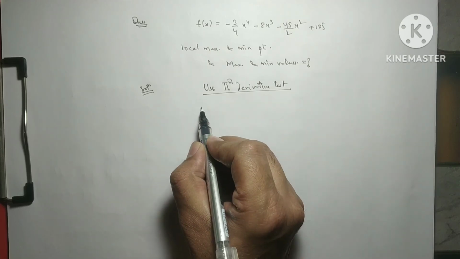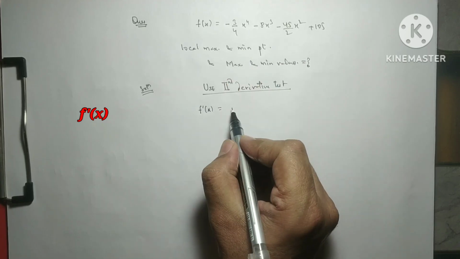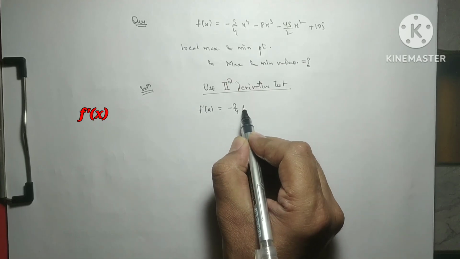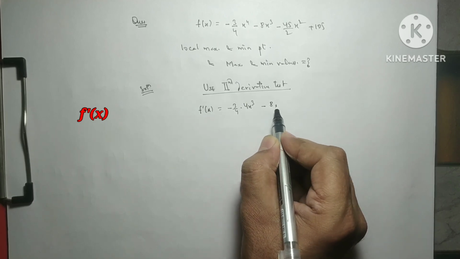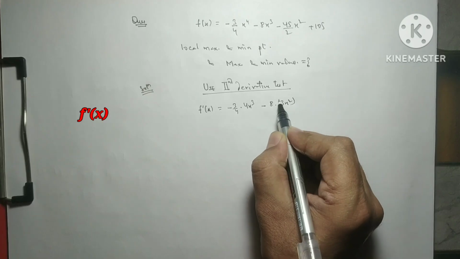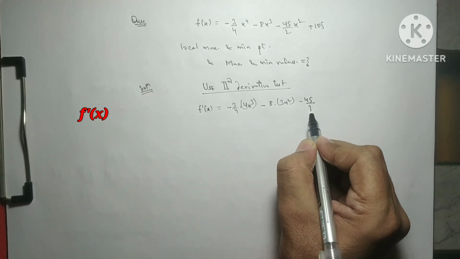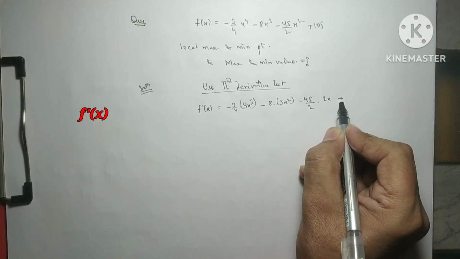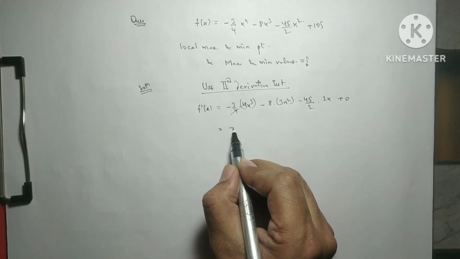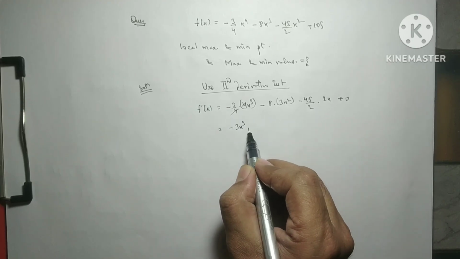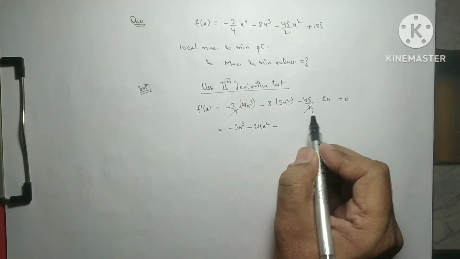So first we will obtain f dash x. We will differentiate this equation, that becomes minus 3/4 into 4x cube minus 8 into 3x square minus 45/2 into 2x plus 0 of 105. So it will be, cancelling this, minus 3x cube minus 24x square minus 45x.